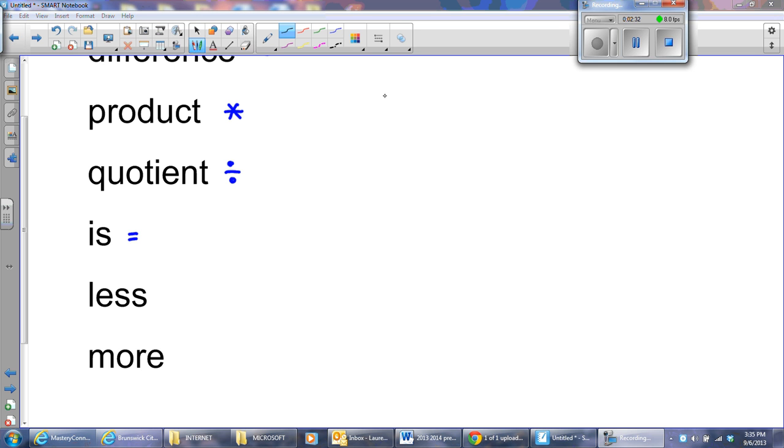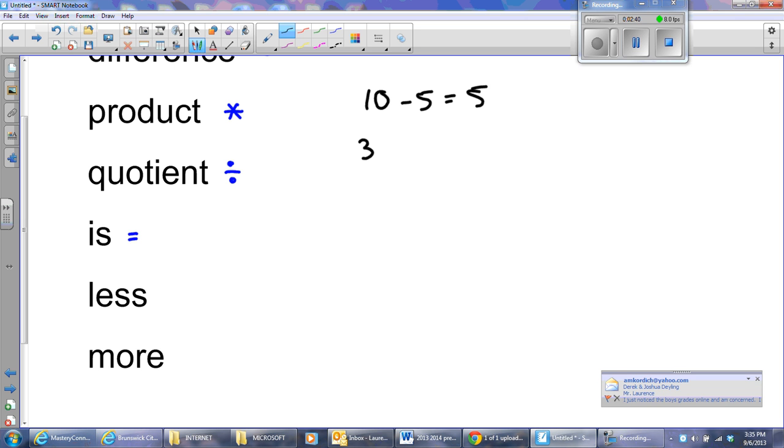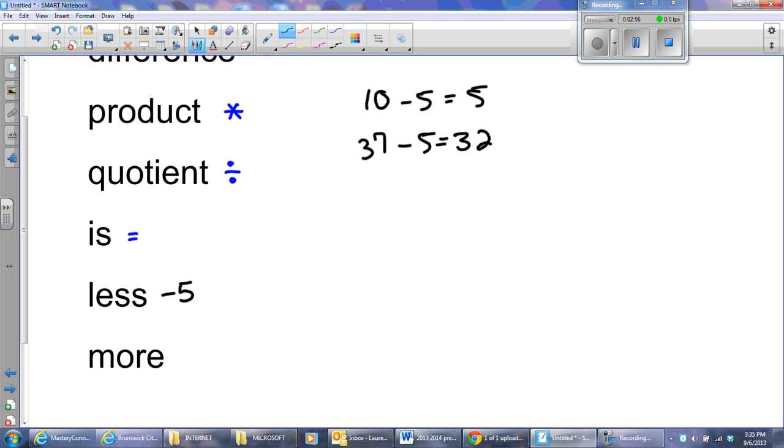For example, I might say 10. Well, 5 less than 10 is 5, right? How do we get there? We subtracted 5. How about 37? 5 less than that would be 32. Sorry, I forgot my equal sign. How do we get there? We subtracted 5. So when you see less, you want to subtract 5.